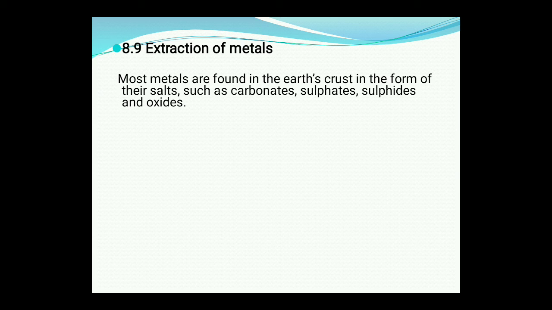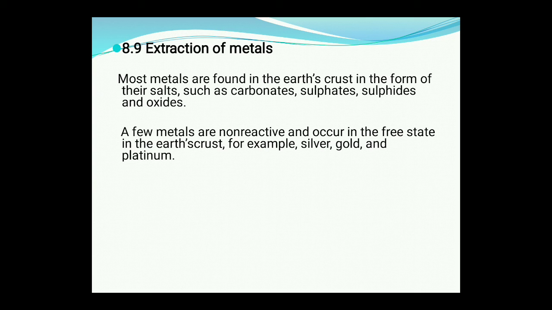Now concentrate on this concept. There are a few metals which are non-reactive in nature. Hence, they occur in free state in nature. Which are those? Those are silver, gold, platinum. We know they are non-reactive. Hence, they occur in free state. But the rest of the metals, the remaining metals, as they are reactive, will not occur in free state in nature. They will always occur in the form of compounds, of the type carbonates, oxides, sulfides, sulfates, as these elements are abundant in nature. Understood?